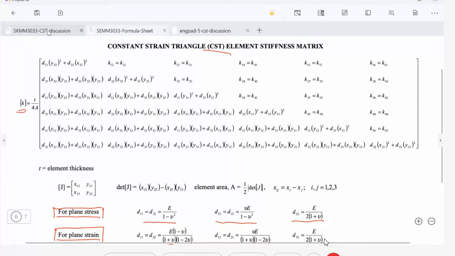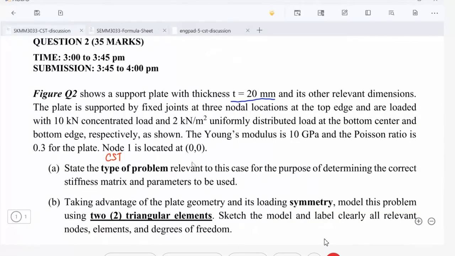Okay, so now let's look at this. So CST, which one? Plane stress or plane strain? So that is the problem here.